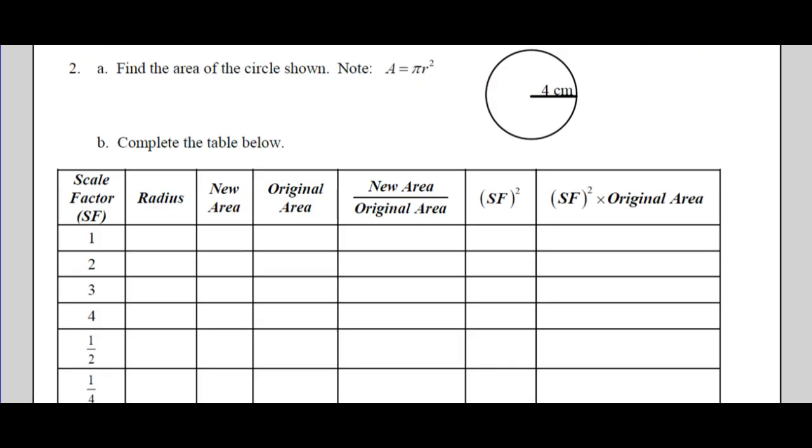Okay, one more page. Find the area of the circle shown. Note, A equals pi r squared. Okay? 50.3. So it's 16 times pi. Let's just leave it as 16 times pi.